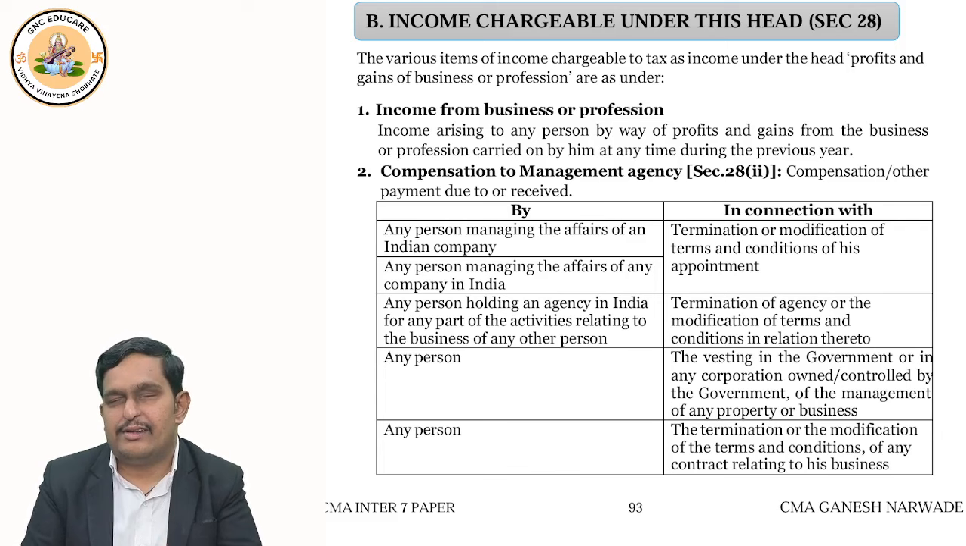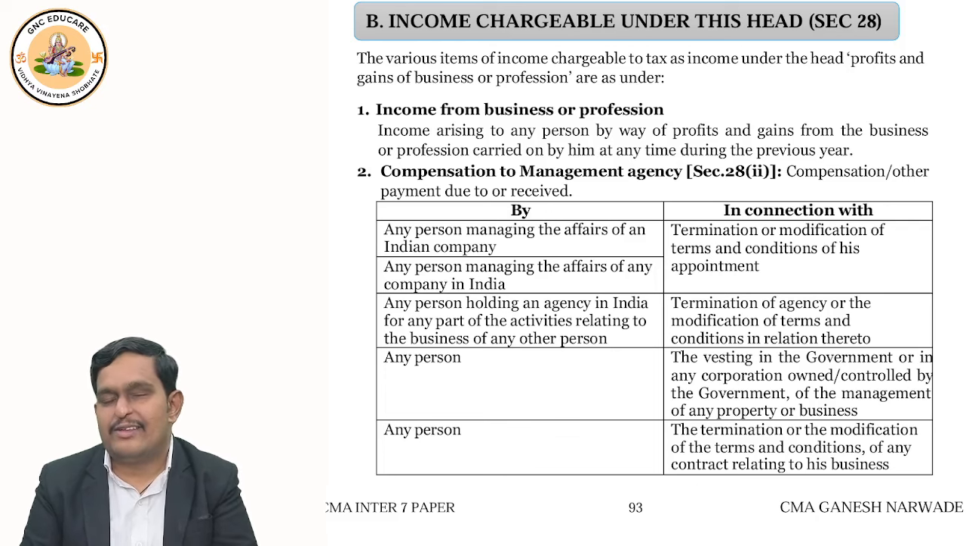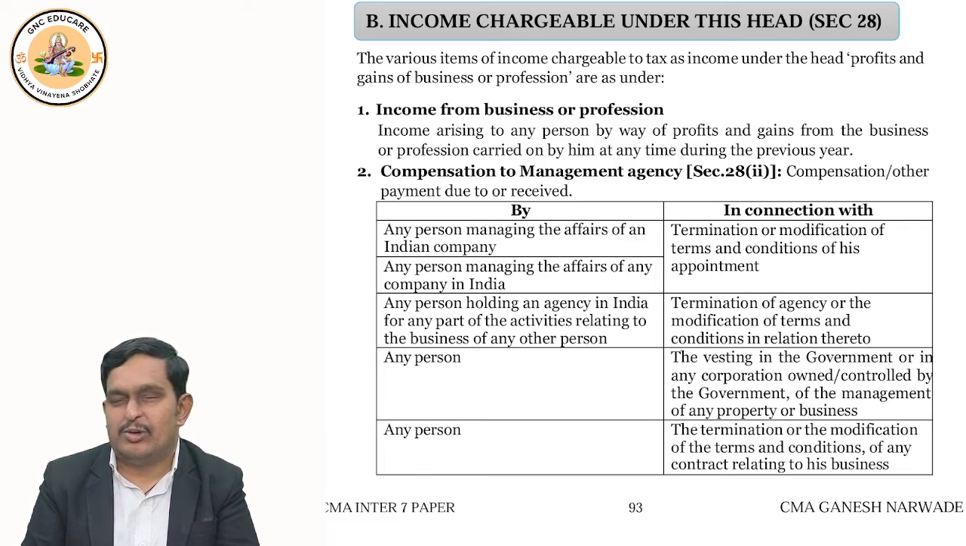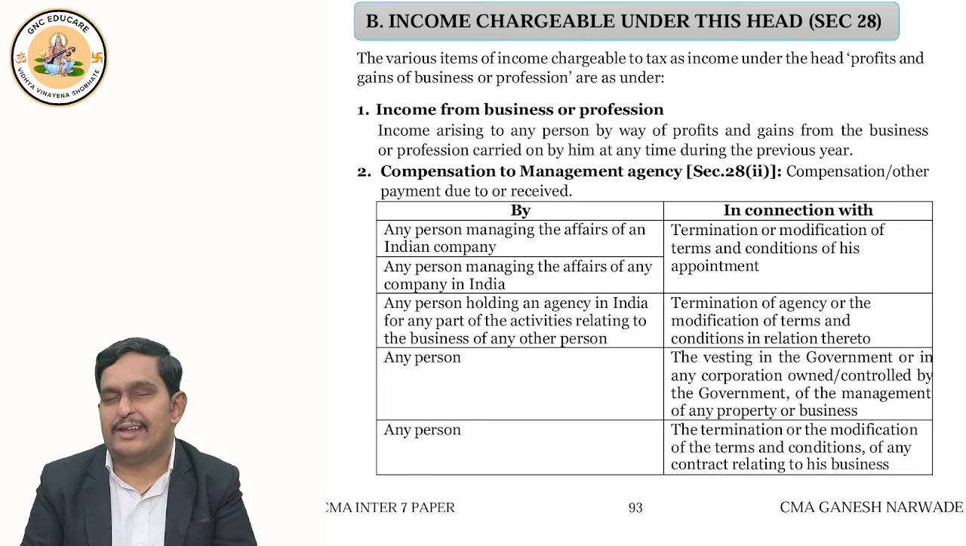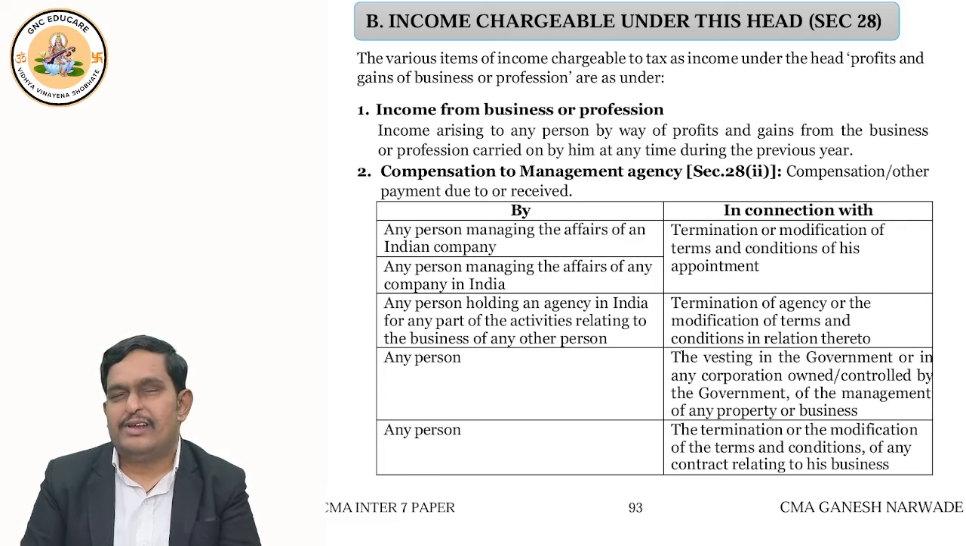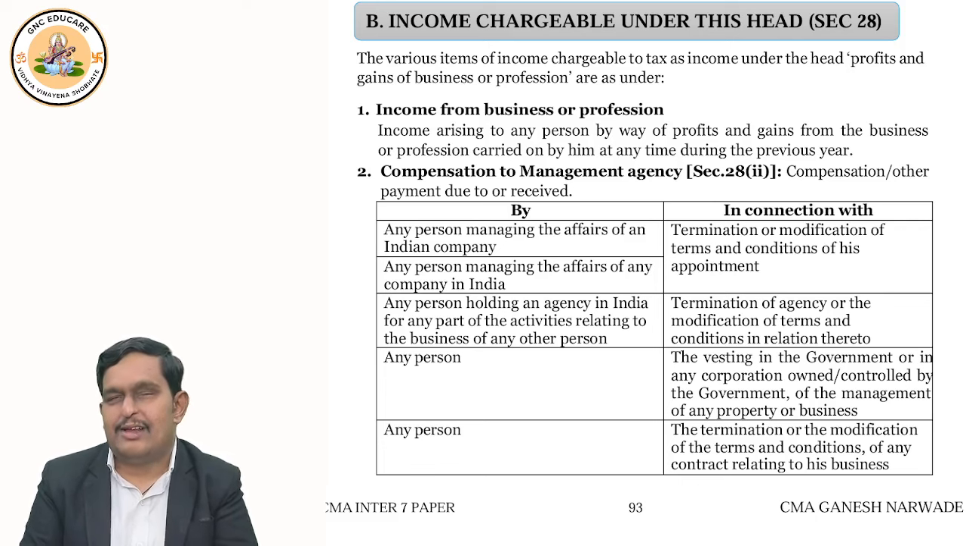Come to the second point. Now this is something odd, but still we have to understand. Exam wise, not relevant, right? They don't ask in the exams, but let us understand because it's there in the section. Income by way of managing agency. Now what happens is, suppose somebody is the CEO of a company in India. Like for example, the Tata Sons chairman was Cyrus Mistry.